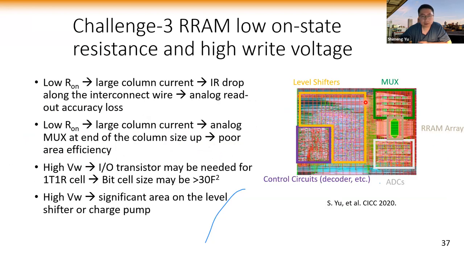And finally, with the RRAM technology, there are some device-level non-perfect characteristics. For example, we want the RRAM resistance to be high and the read voltage to be low. This is the layout of the chip. Because of the high voltage, we have to use a level shifter to convert the voltage domain from the logic VDD, for example 1 volt, to the RRAM's programming voltage, like 3 volts. So this takes too much area of the chip.